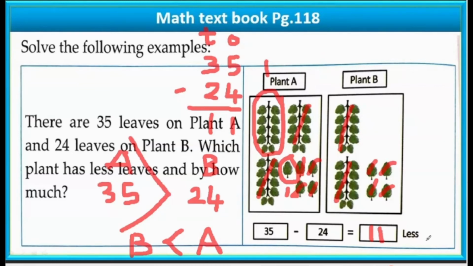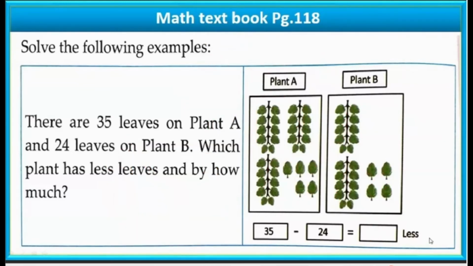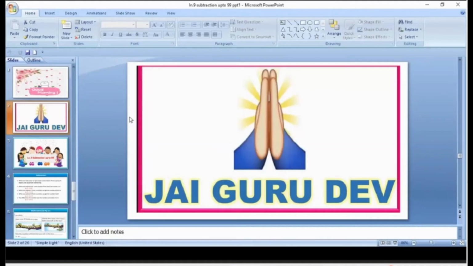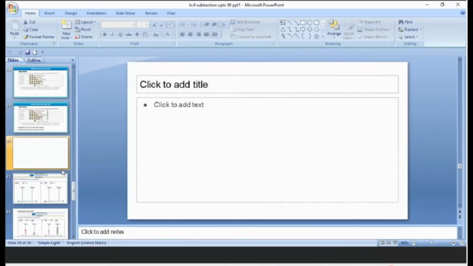Yes, let's move on to page number 119, textbook. Spot the error. You're going to find out what the error is. Subtract 21 from 32. So which is the bigger number? 21 or 32? 32 is the bigger number.